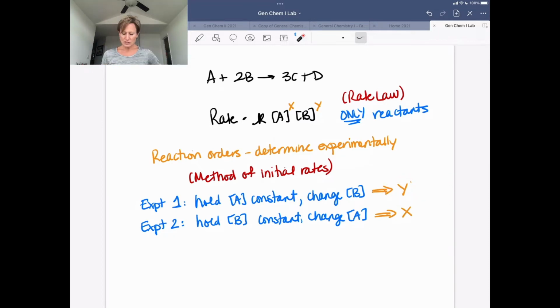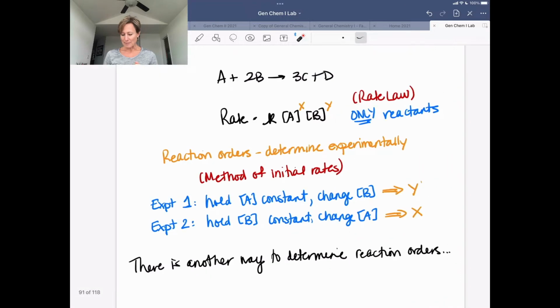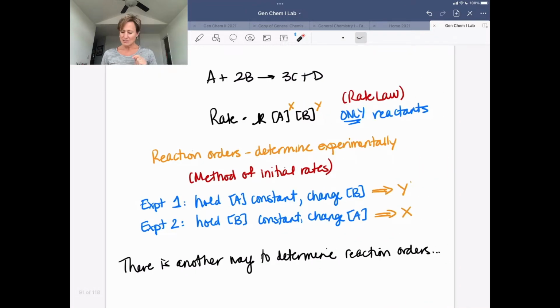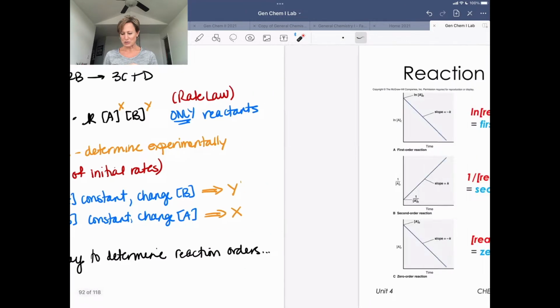We can do the reverse experiment where we hold the concentration of B constant, change the concentration of A, and then we'll monitor how the rate changes, and that will allow us to determine the reaction order with respect to A, which is x. So that's what we're doing a lot of in lecture. We're actually going to do something different here in lab. There is another way that you can determine reaction orders.